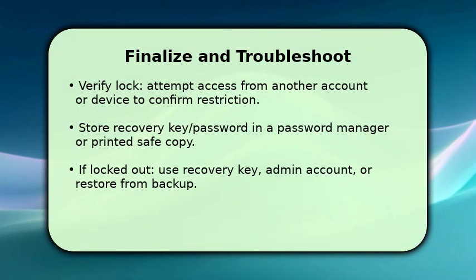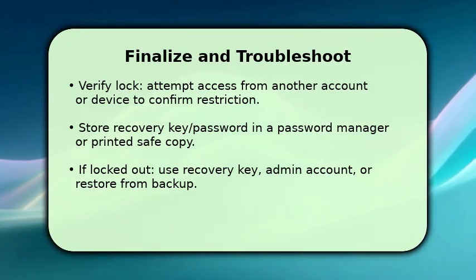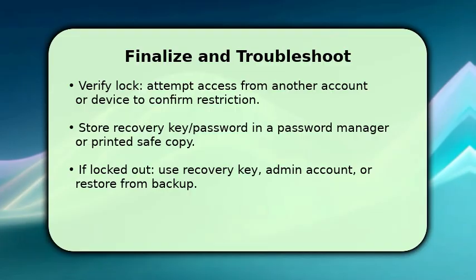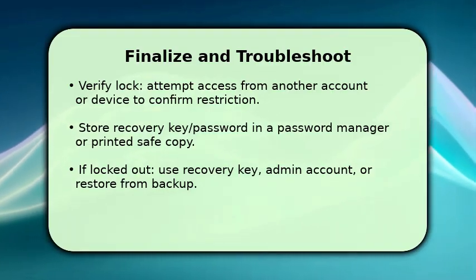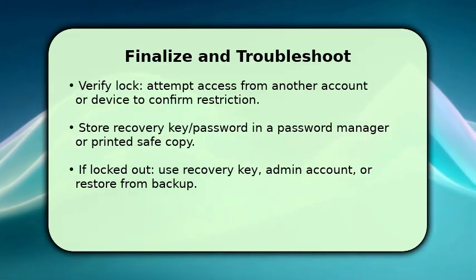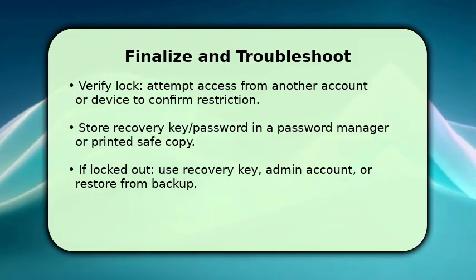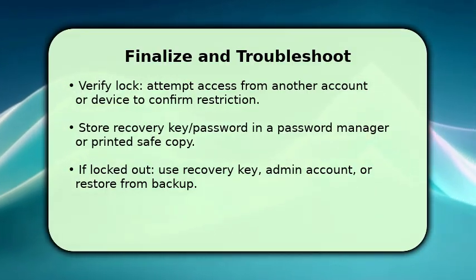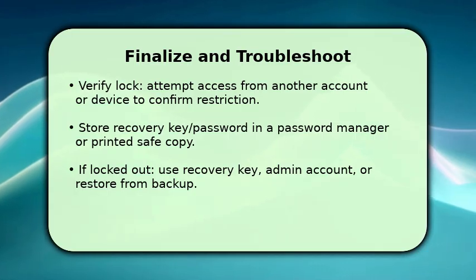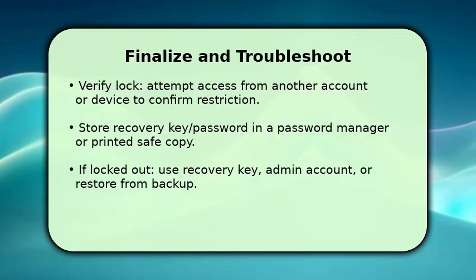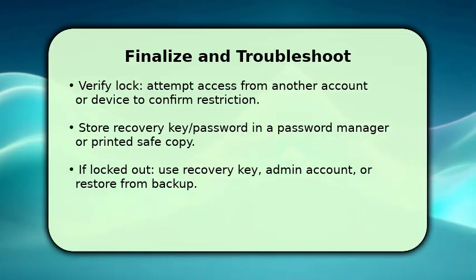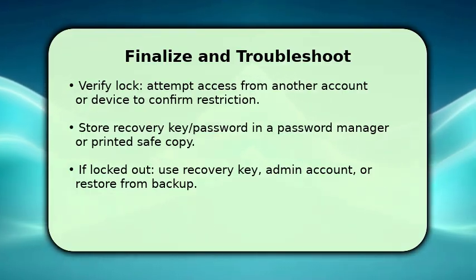Finish by verifying the lock. Try to open the folder from a different account or device to ensure it's truly restricted. Once confirmed, store the recovery key or password in a secure password manager and create an offline backup copy in a safe place. If something goes wrong and you are locked out, first locate the recovery key or use an admin account to remove protection. Otherwise, restore the backup. One troubleshooting tip: if encryption fails, check available disk space and software version compatibility before retrying.